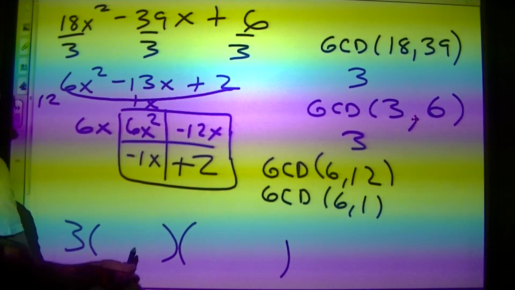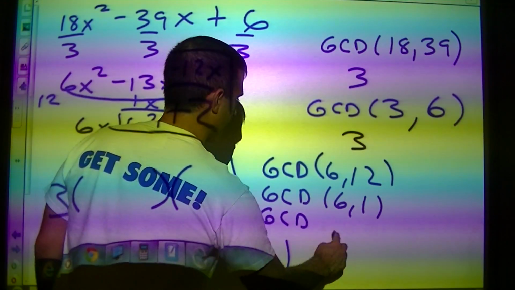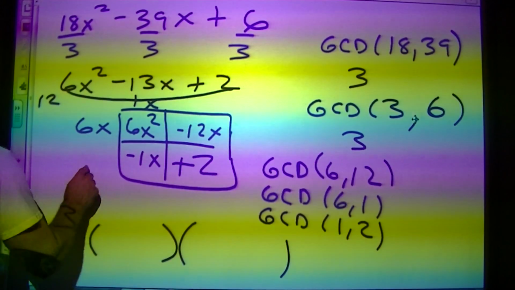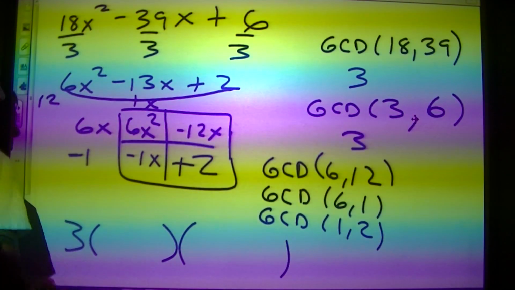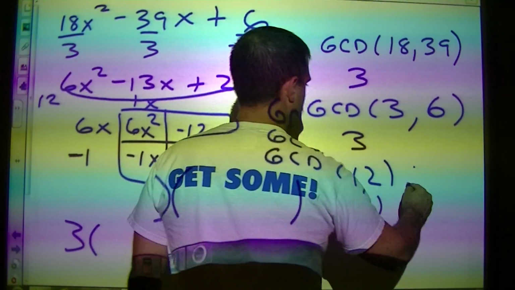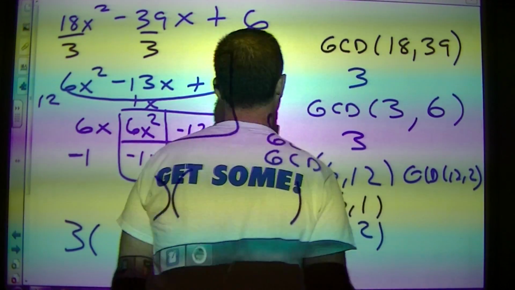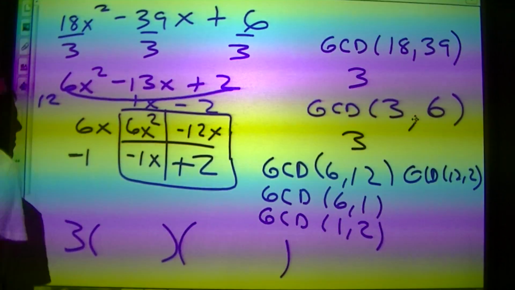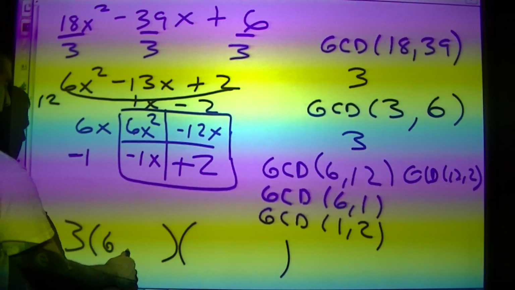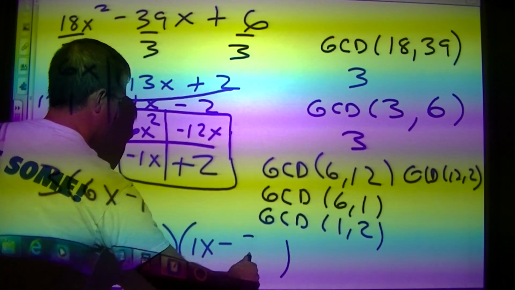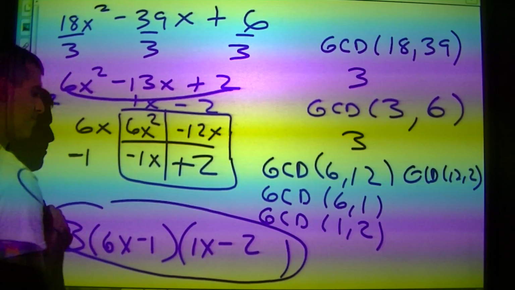I'm going to do GCD of 1 and 2. And once again, that's going to be 1 with a minus, because that's going to lead to the minus. And then I'm going to do GCD 12 and 2. And that's just going to be minus 2. And so I got this and this. And that would be my final answer.